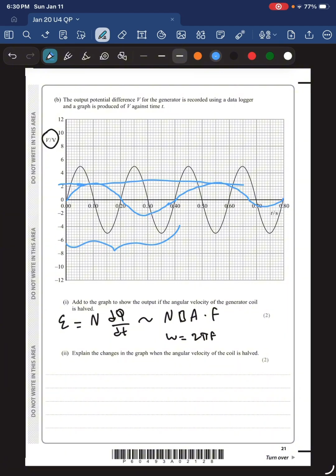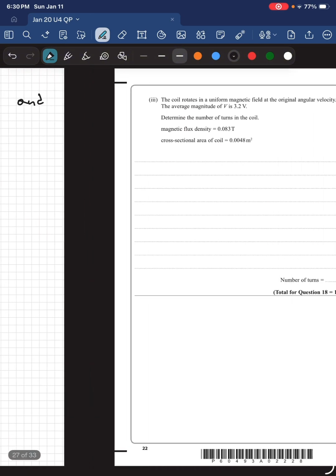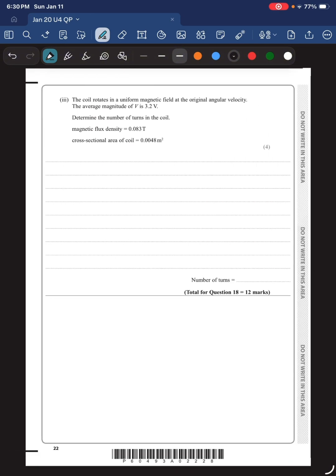Okay, and then in part 2 they ask the same thing for some reason. So explain the changes in the graph when the angular velocity of the coil is halved. So E prime is going to be half the initial EMF, and also T prime is going to be twice the old one. Okay, and let's move to part 3.